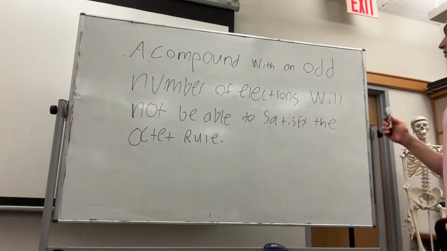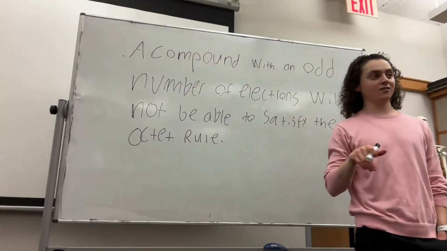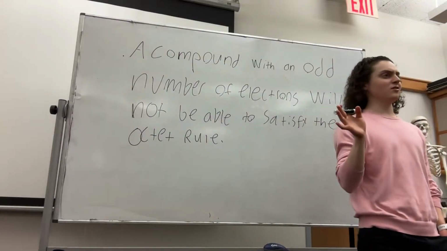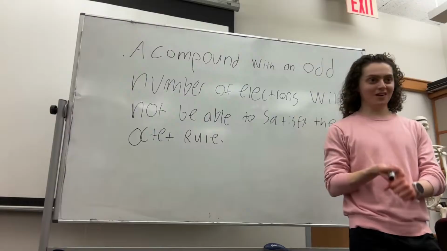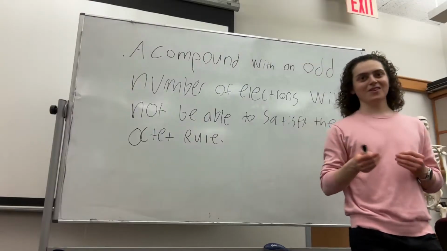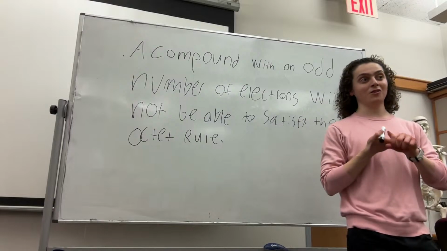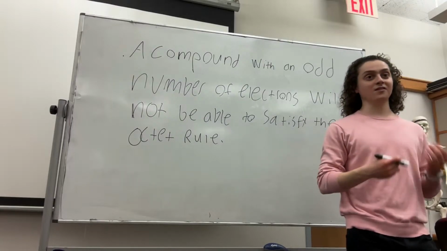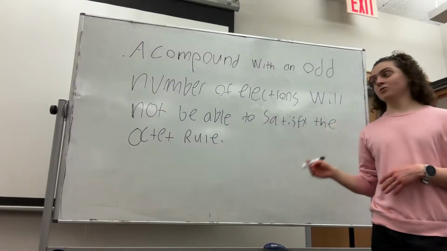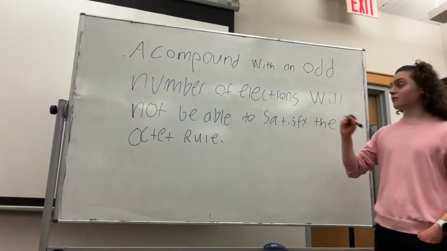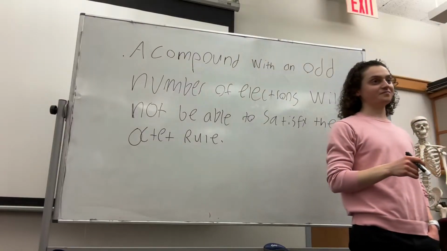So the octet rule says that you need to have 8 electrons in your valence shell in order to be stable. But that really is better illustrated with examples than just said. And then there are a couple exceptions that you learned in class about times where the octet rule doesn't exactly fit. So these are going to be times that the octet rule is violated. And one of those times is when the compound has an odd number of electrons.